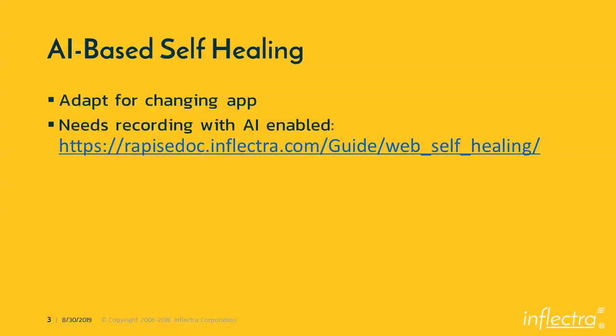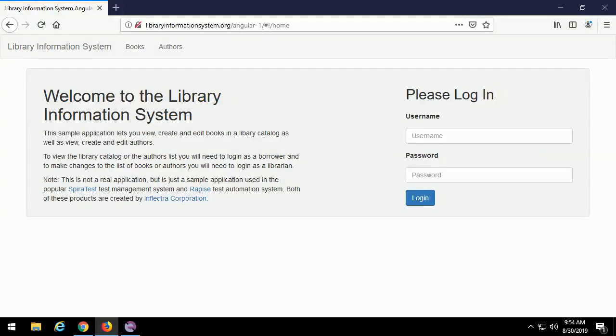Self-healing is a way of recovering objects when the application user interface is changed. Rapise now may automatically do recovery and update the object repository. Here is an example of Rapise self-healing in action. We have an application written in Angular.